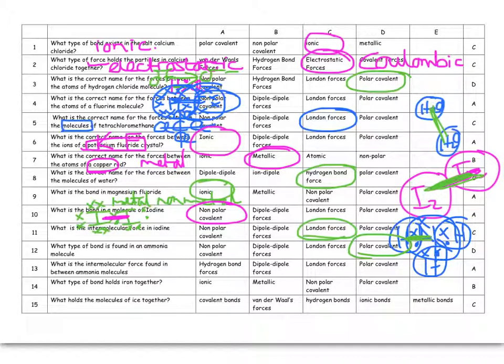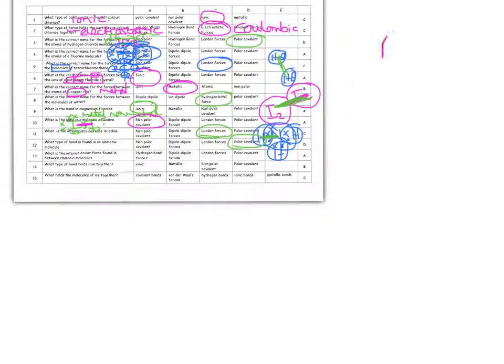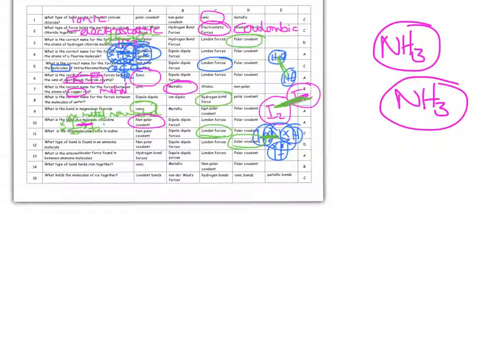What holds one ammonia to the next ammonia? One ammonia, NH3, is a polar covalent. Another one, NH3, polar covalent. So that's dipole, dipole. They hold together by bee-bar, bee-bar. It's ammonia, water, and hydrogen fluoride. It's not dipole, dipole. It's a special dipole, dipole, and that is your hydrogen bond force.